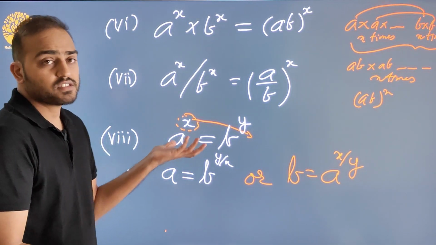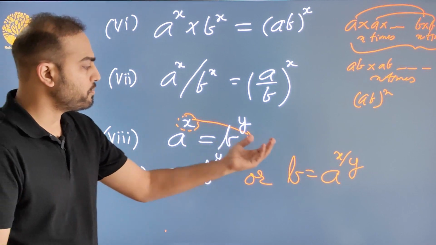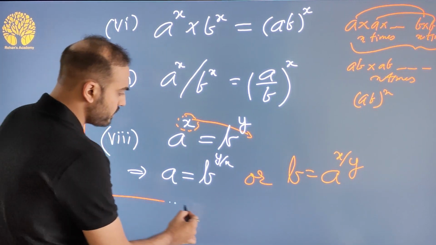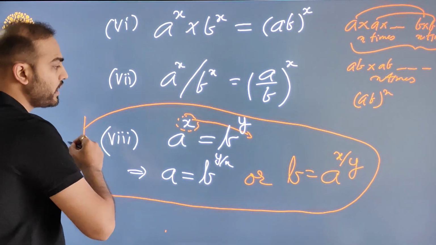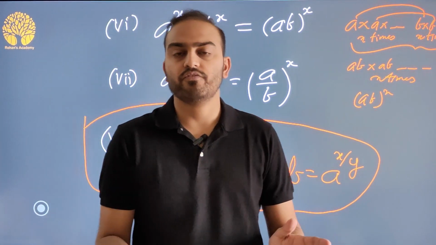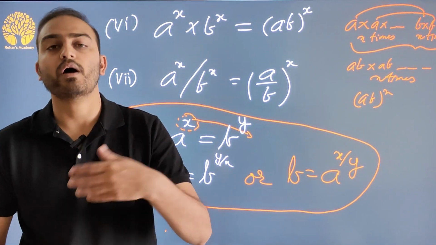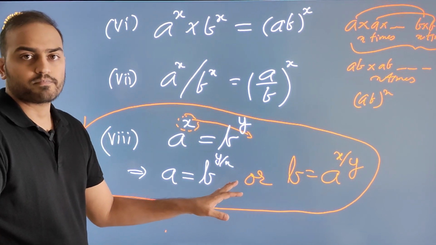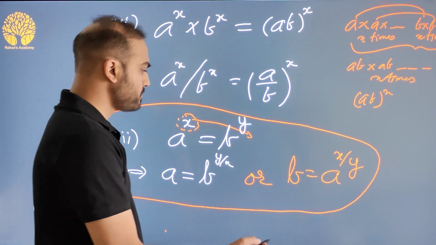Why just find A? What if I want to find B? So B can simply be written as A to the power x by y. This is again one very important property. When is this useful? When everything is different, when your bases are different and powers are different, then we can use this property. So now if you understand the properties, what do I do? Let's look into how you're supposed to solve the questions.